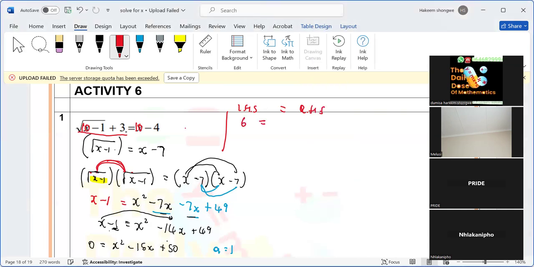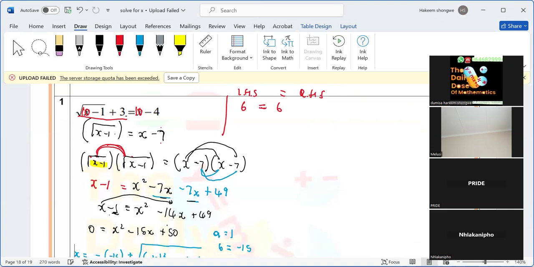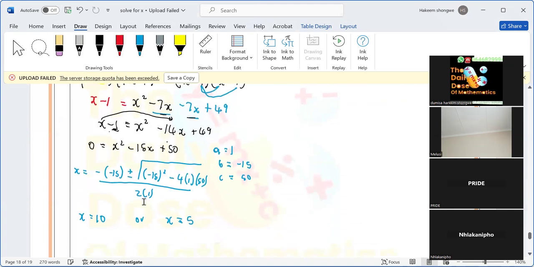Let's check the right-hand side. On the right-hand side, you have 10 minus 4. What is 10 minus 4? 6. Then you will say, this one is applicable. We want it. Therefore, after checking, we agree that x is going to be equal to 10. That one we accept. Let's check the other one.